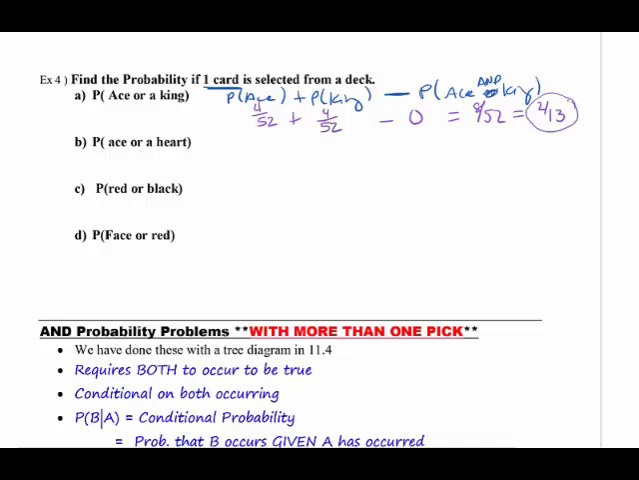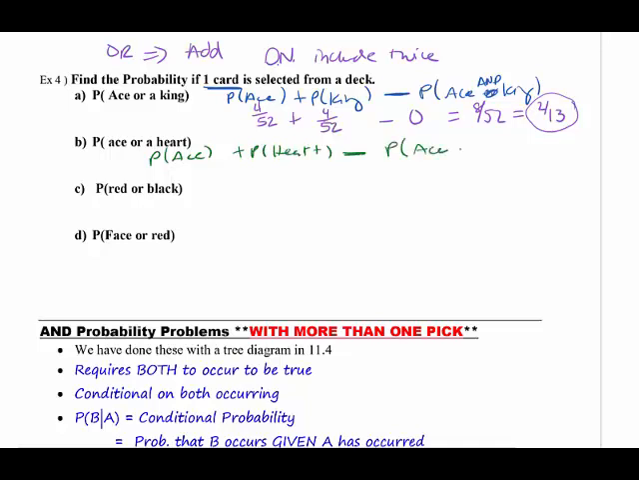Now some of you can do this in your head, and I'm okay with it. And OR always means add. Okay? OR always means add. But don't include something twice. That's the key. So B, probability that we draw an ace plus probability we draw a heart. Subtract off if there are any intersections.